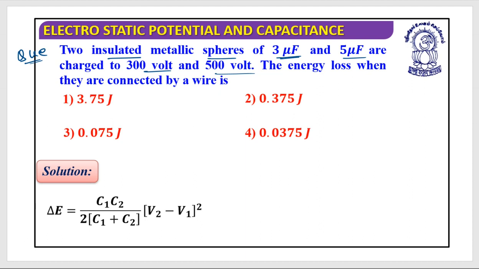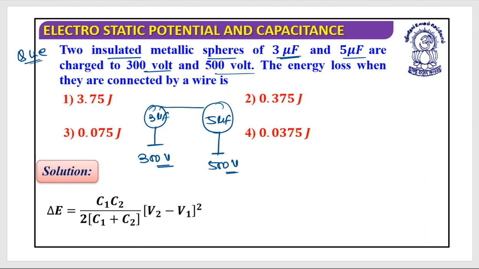The situation is that this is one of the spheres, with a capacity of 3 microfarad, and it has been charged with 300 volt. Another capacitor is there, having a capacity of 5 microfarad, and it has been charged with 500 volt. Now if these two are connected with a wire, what would be the energy loss?